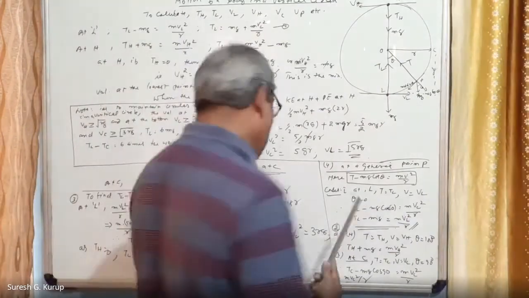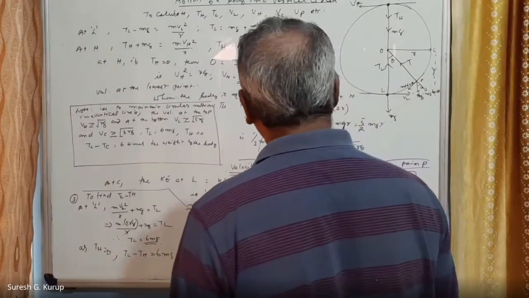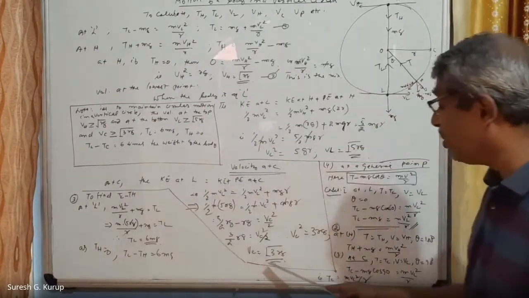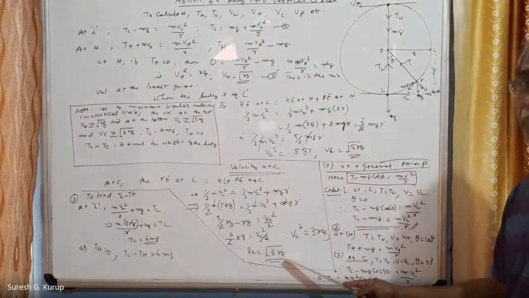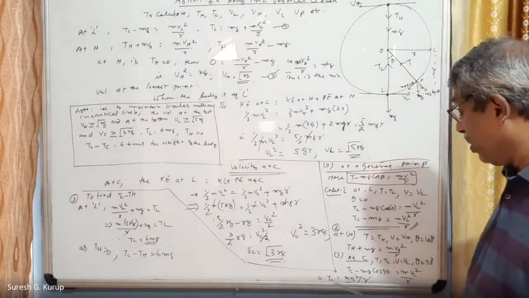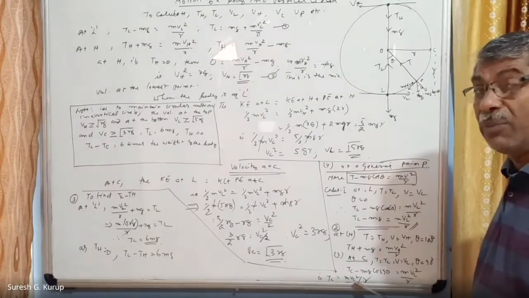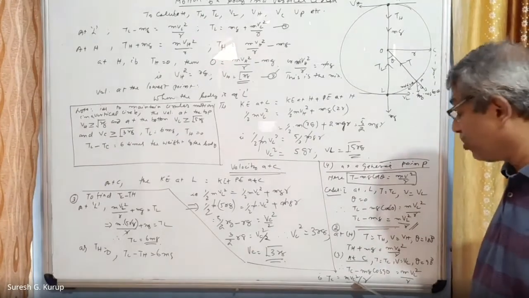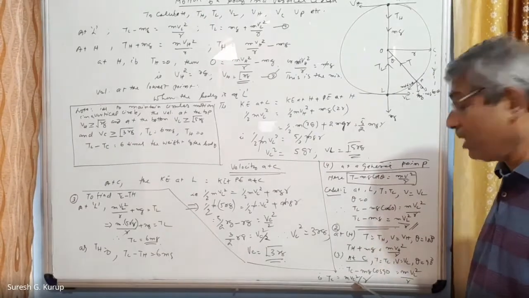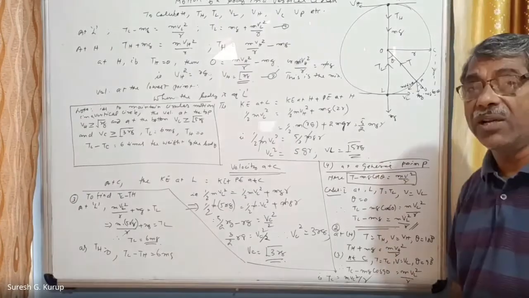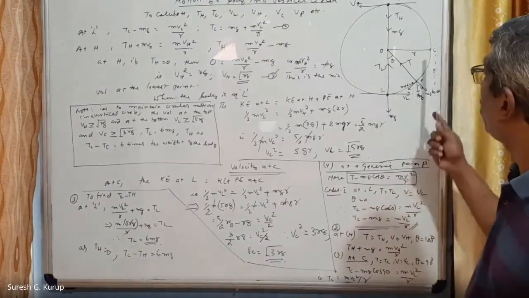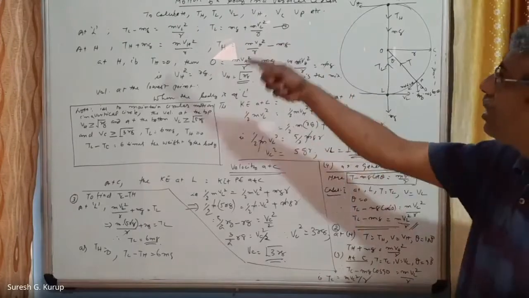But everybody knows that vC is equal to root of 3rg. You can put the value of root of 3rg. vC is equal to root of 3rg, so vC square is simply 3rg. We can calculate the value of TC also at the horizontal point. So these are the conditions.